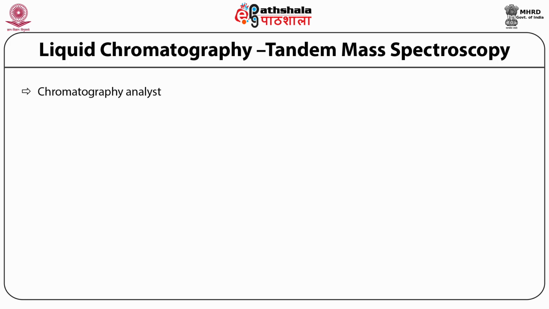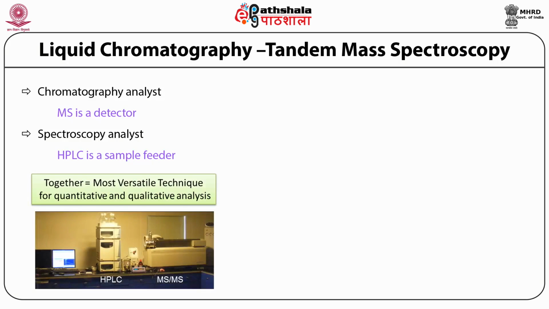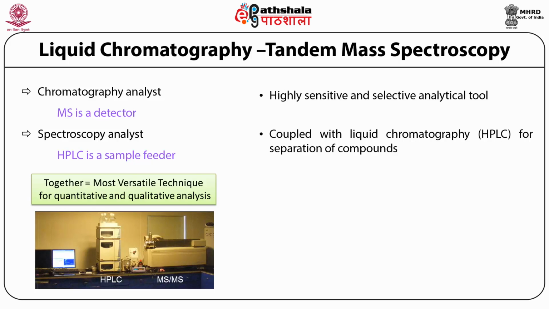For a chromatography analyst, mass spectroscopy is a detector, but for a spectroscopy analyst, HPLC is a sample feeder. Here, the HPLC is used for separating the compounds and mass spectrometry is used to detect the compounds. Together it is a most versatile technique for quantitative and qualitative analysis of samples, a highly sensitive and selective analytical tool when coupled with liquid chromatography for separation of compounds.